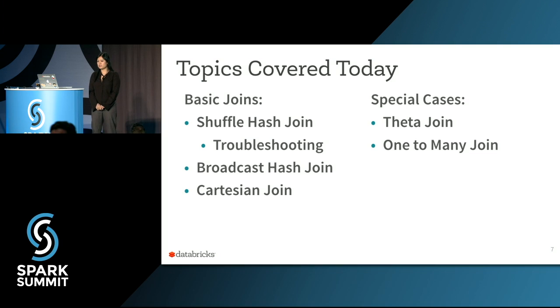The second kind of join we're going to talk about is the second most common join, which is the broadcast hash join. Also really, really important to know. These are the two joins that if you decide to fall asleep after the second half of the talk, if you got those two, you're good. But I covered a few more special cases. Cartesian join, which I've seen happen more and more, which is pretty tricky to get right. And some special cases such as a theta join and a one-to-many join.